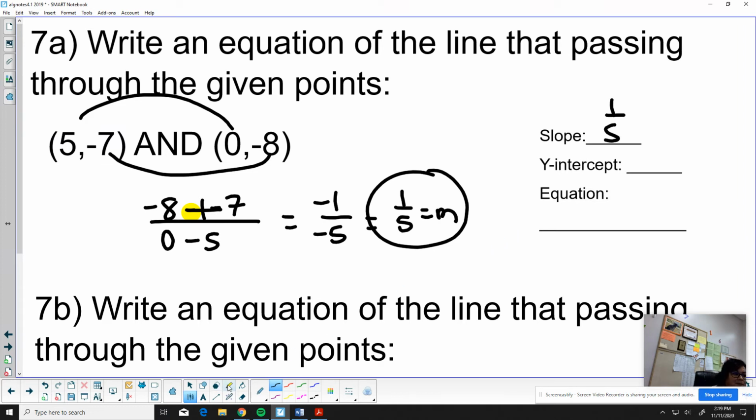And the y-intercept comes from this point where 0 is x. That y right there is the b. So the b, or the y-intercept, is negative 8. So my equation is 1/5 x minus 8.